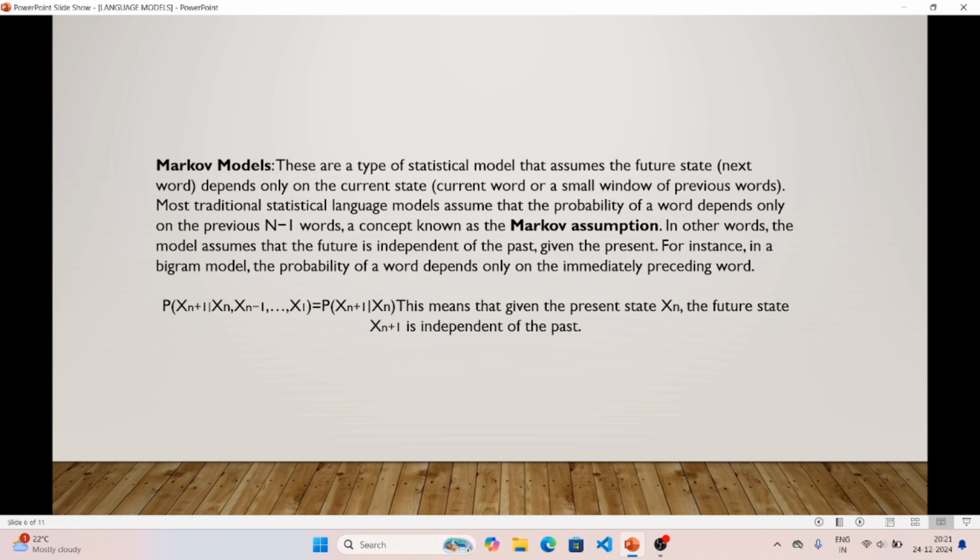Simple example: in a bigram model, if we have the phrase "I love", the model will predict what comes next based on the word "love", not on the earlier words like "I". The probability of the next word given the current word is the formula of the Markov model.